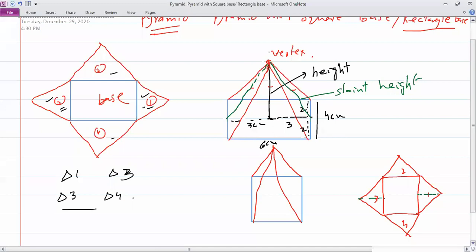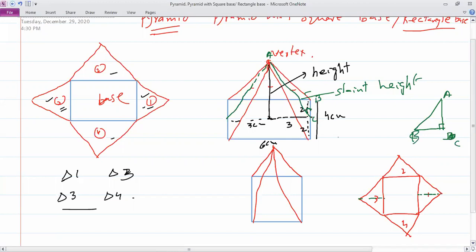This triangle, let me give the name. I will say A, B, and C. This triangle ABC will become a right angle triangle. You have to remember this. A, B, C, this will be the right angle. Sorry, this will be C and this will be B.